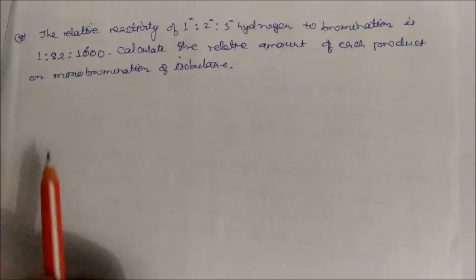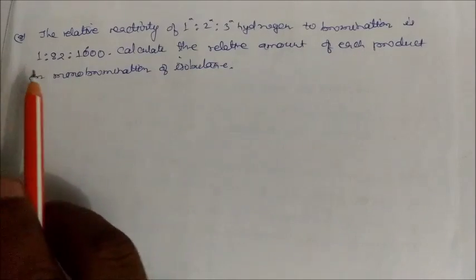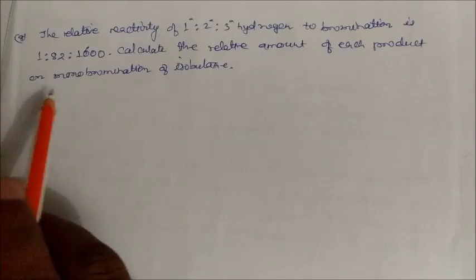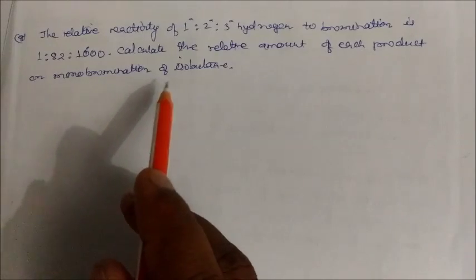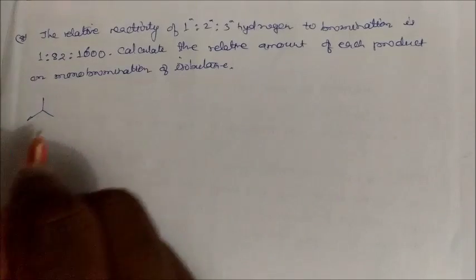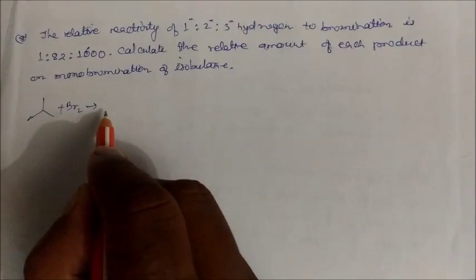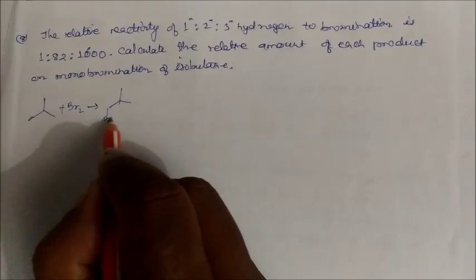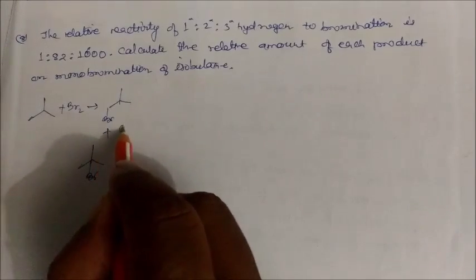Now in the next question, the relative reactivity of primary, secondary, and tertiary hydrogen to bromination is 1:82:1600. So this is the reactivity of primary, secondary, and tertiary hydrogen. Calculate the relative amount of each product on monobromination of isobutane. So isobutane is a compound like this one. If you do monobromination, you will get 2 products. One product has bromine here, and the second product has bromine here. So this is A and this is B.